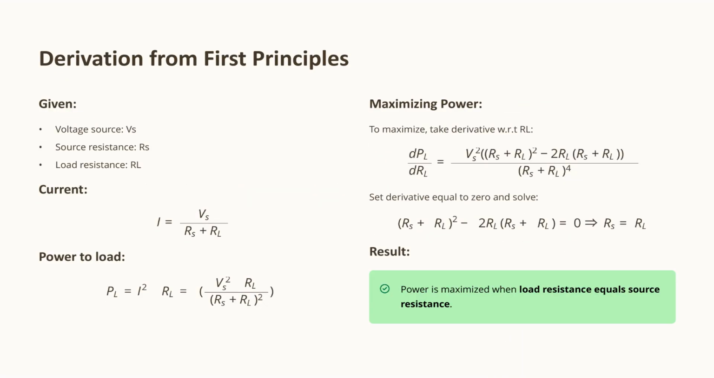Let's derive it formally. Given the voltage source is Vs, the source resistance is Rs, and the load resistance is RL, power to load is Vs squared times RL, all divided by the square of Rs plus RL. To have the maximum power, we need to take the derivative with respect to RL. If we do it, we will have the equation shown on screen. To have maximum, we need to set dP over dRL equal to 0, which means the numerator in the equation should be equal to 0. That will happen only if Rs is equal to RL. So power is maximized when load resistance equals source resistance.